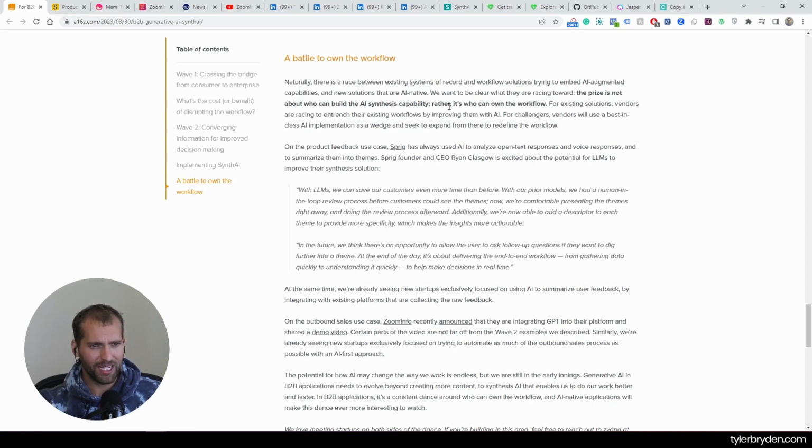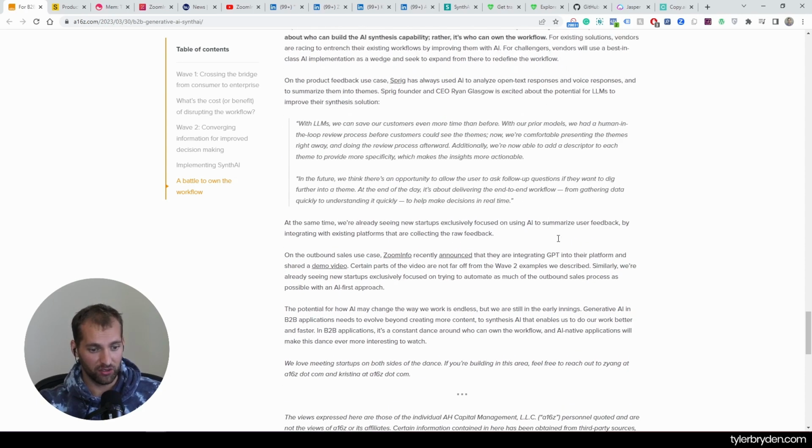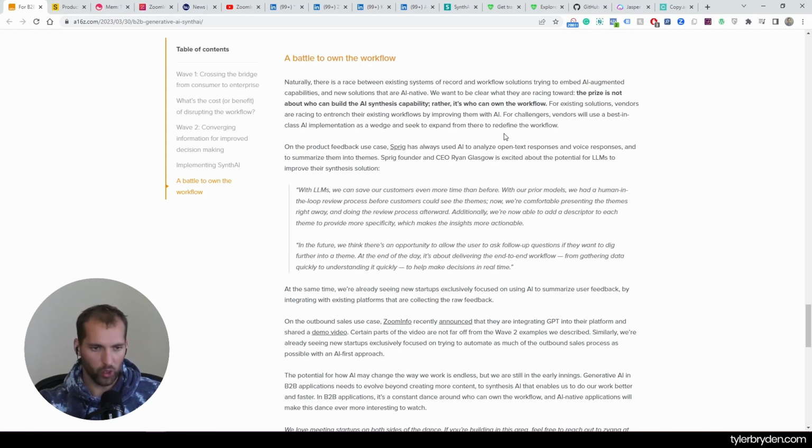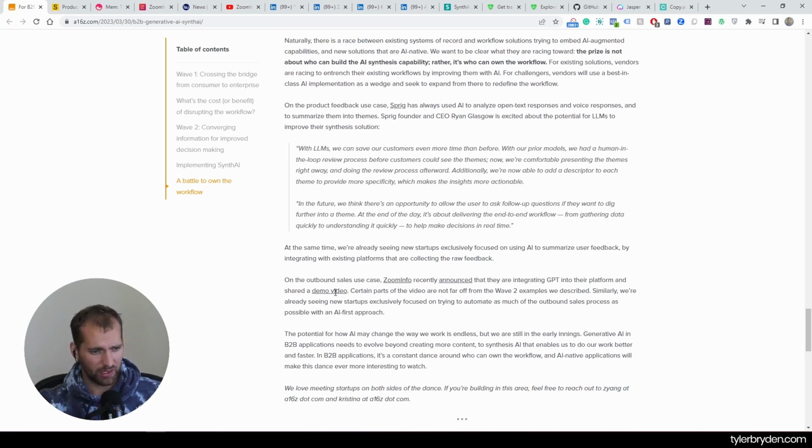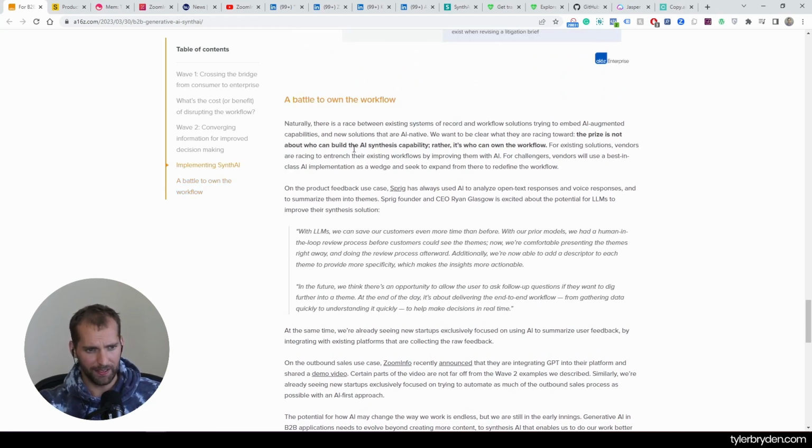So a couple of last points, which I think are super interesting, is the battle to own the workflow. The prize is not about who can build the AI synthesis capability, it's who can own the workflow. This is where they talked about ZoomInfo combined with, say, Chorus AI. If you are part of the entire workflow, and we see this as workflow enablement a lot, LLMs will perhaps be commoditized, but if you can fit intuitively and natively within workflows, then you have a lot of power to unlock the SynthAI capabilities. And we've seen that within our space.